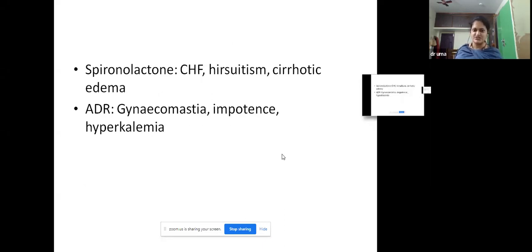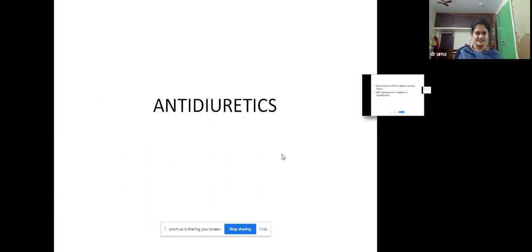Spironolactone is used in congestive heart failure, cirrhotic edema, and hirsutism. In cirrhotic edema, the aldosterone levels are high, so in this condition you can go with spironolactone. Its adverse effects are gynecomastia, impotence, and hyperkalemia, because they are potassium sparing diuretics.